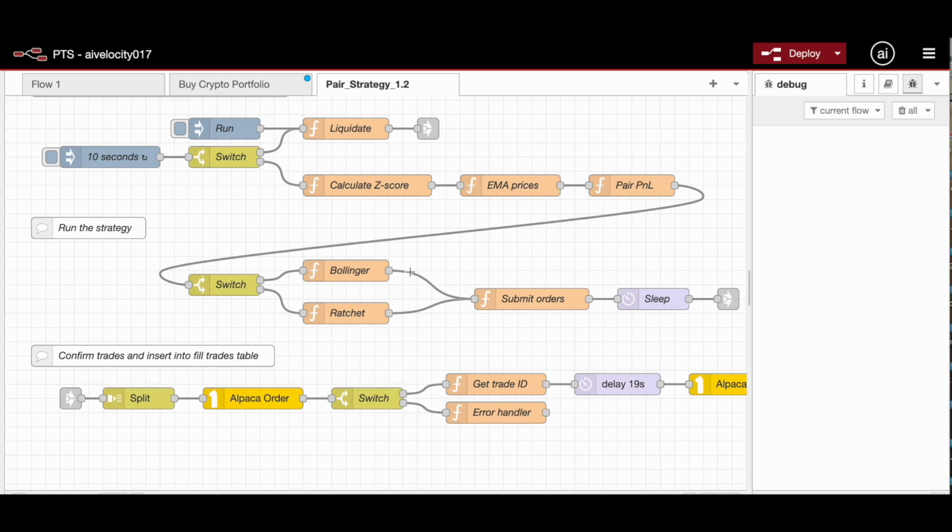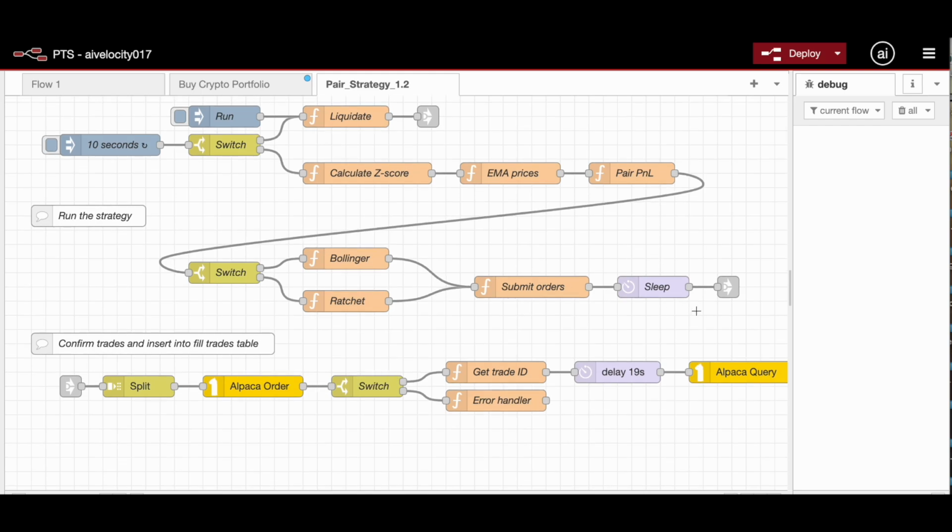There's two major styles of this, Bollinger and Ratchet. Ratchet limits the size of the positions that are accumulating. Bollinger allows the positions to accumulate a little larger. So you can test these out and see which ones work better. The orders are submitted then here. There's a little sleep node that was written so that it waits to make sure that Alpaca has executed the trade before proceeding.